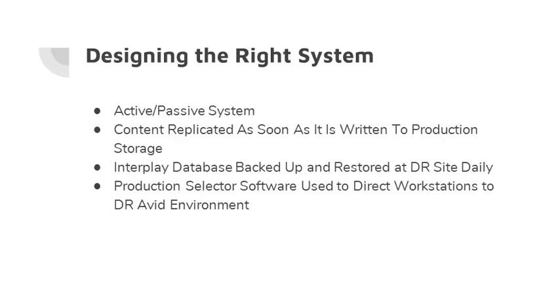So basically, what this boils down to is we have an active-passive DR configuration. So our content is replicated to our DR storage as soon as it's written to our production storage, allowing for no lost content, which, as you remember, was one of the main requirements of production. This is accomplished with basically robocopy scripts that were written for us by Avid Engineering that are running on just a couple of basic Avid file servers.